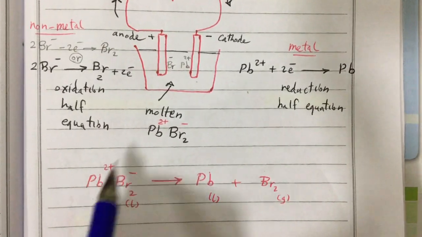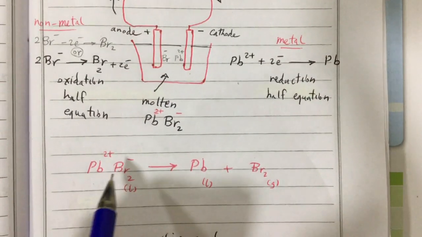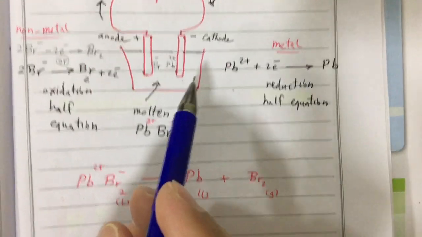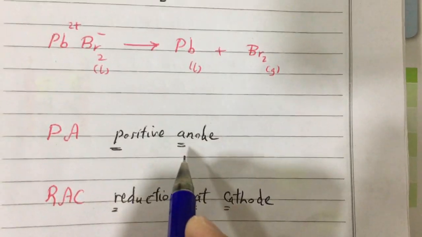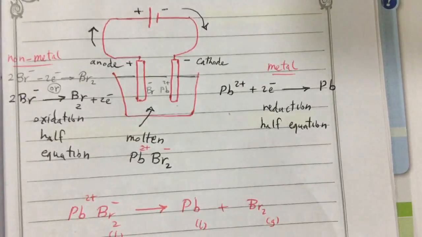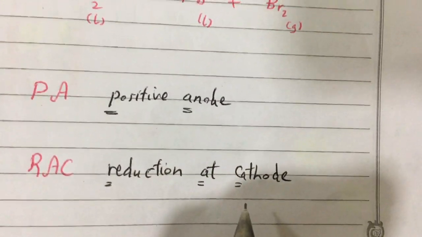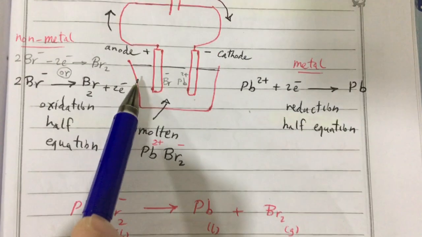The positive ion will be attracted to the negative electrode, and the negative ion will be attracted to the positive electrode. Remember this: PA means positive anode. So the anode is positive and the cathode is negative. So we call the positive electrode anode, the negative electrode cathode. And remember RAC means reduction at cathode. So reduction at cathode and oxidation at anode. So at the cathode, reduction happens, at the anode, oxidation happens.